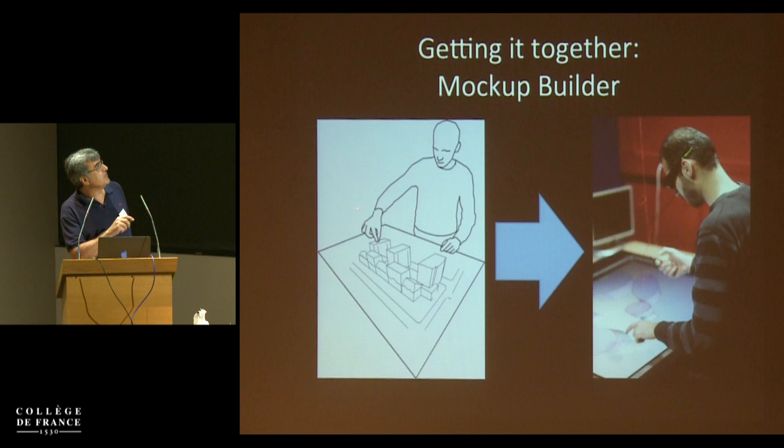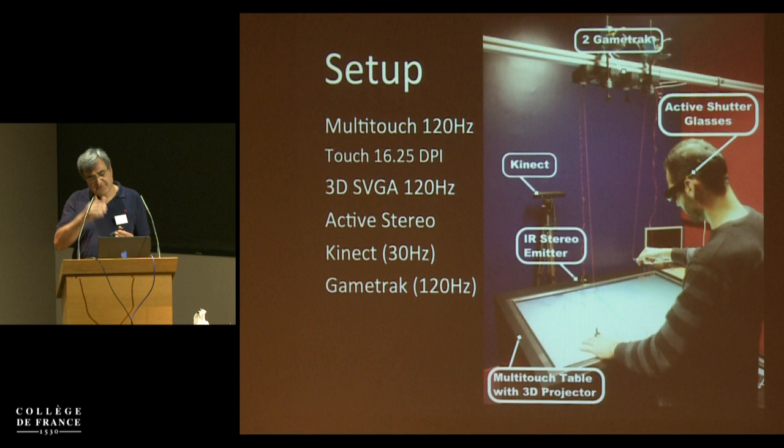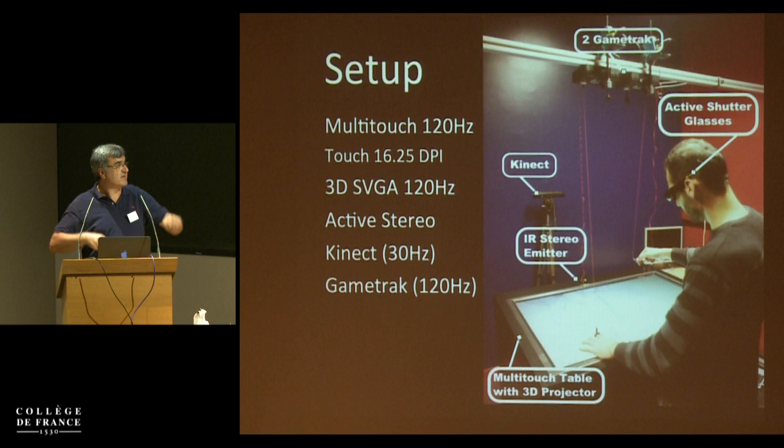We have to precisely track four things. We have to know where the head of the person is. Now, this is cool research because we're using Kinect just to know where the head of the person is, so we can actually use active stereo to get an idea that you're manipulating 3D stuff above the table. So you have active shutter glasses, and you can project at 120 times per second to get you a 60-hertz stereoscopic view. You have a multi-touch table with a 3D projector.